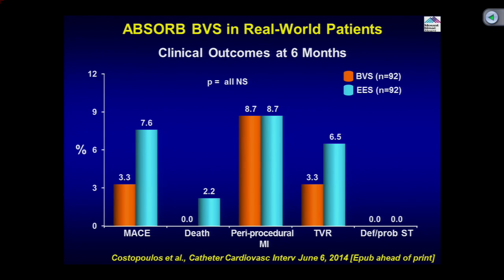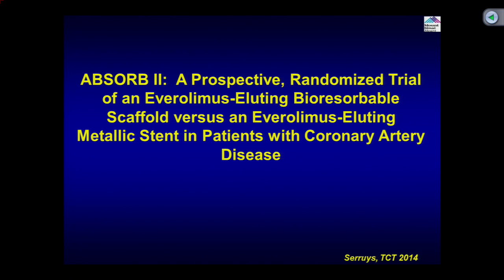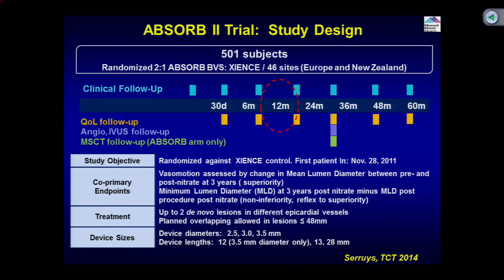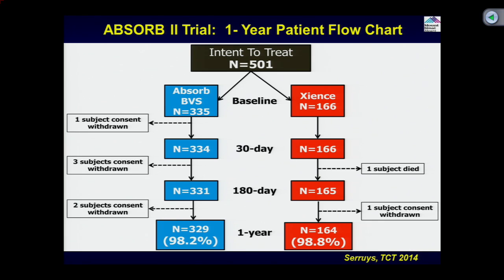In the GHOST-EU data, the comparative real-world patients are different, I think, all because of the technique: you need to post-dilate, and I'll come back to that. Now, the major study, the ABSORB II trial, was presented on Sunday at TCT. It was a 2-to-1 randomization of Absorb versus Xience, and 12-month data were presented from 46 sites in 500 patients.